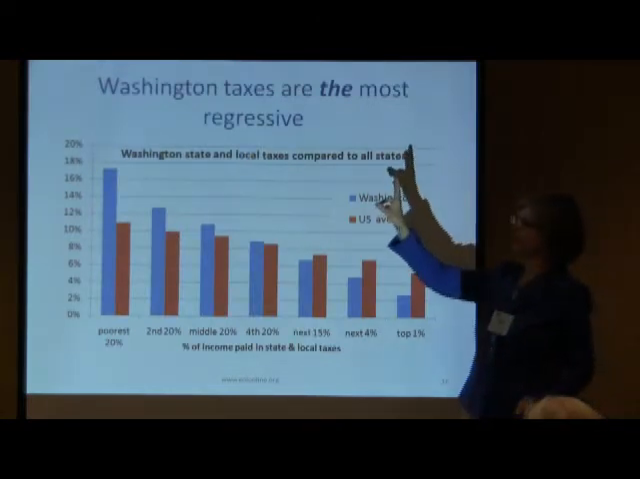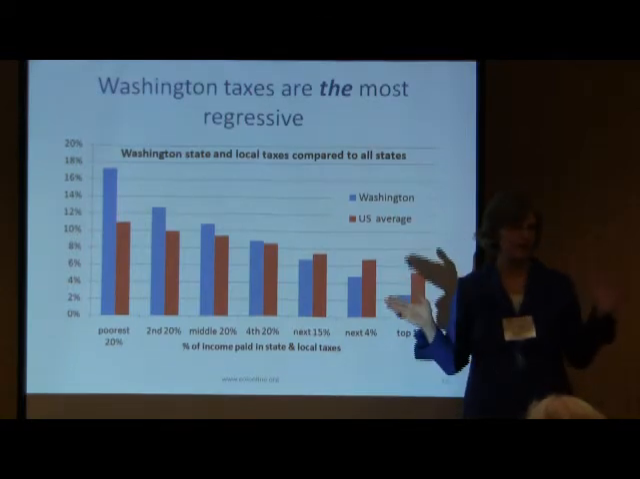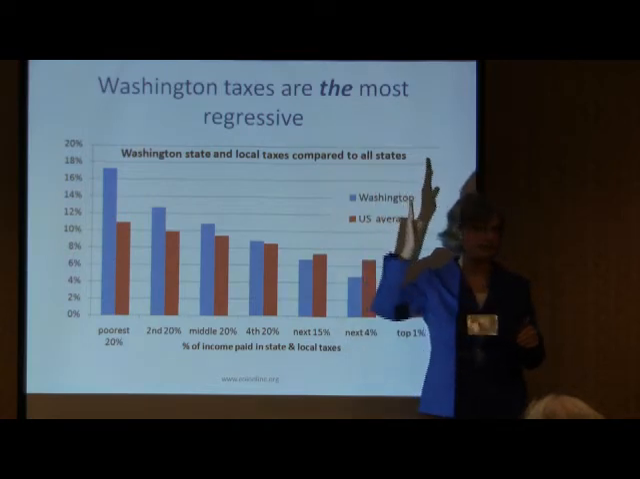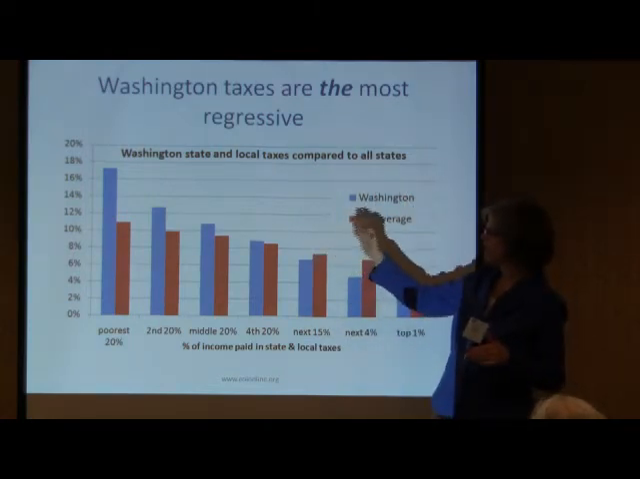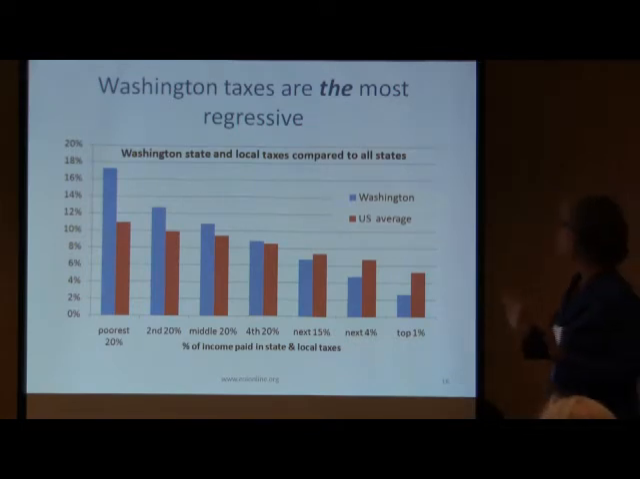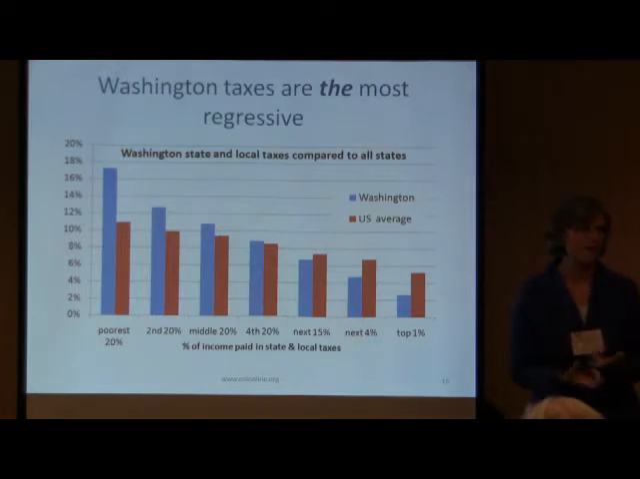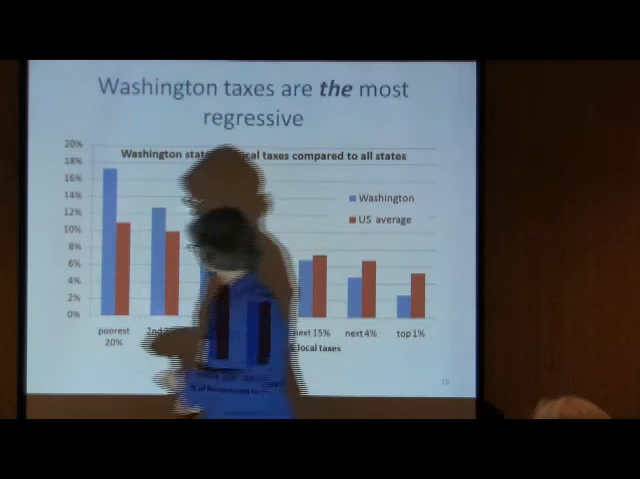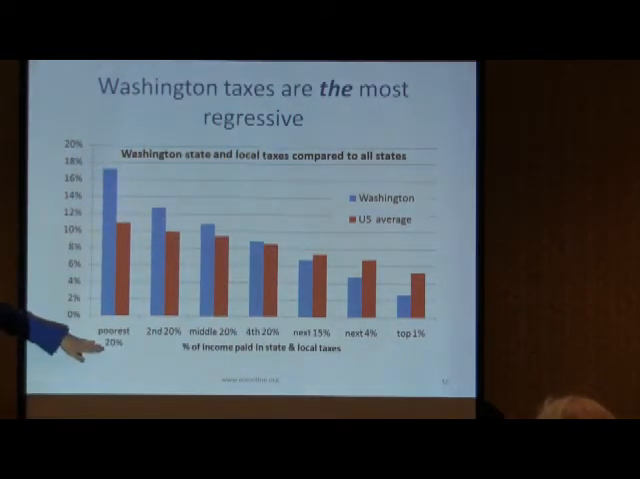So here is kind of a picture of the regressivity of Washington's system. The blue bar here is Washington's tax system. The red bar is the U.S. average for all of the states together. And this shows the percent of people's income that they pay in state and local taxes by income level. So we start over here with the poorest 20% of the population, paying in Washington close to 17% of their income in taxes, either directly or indirectly.